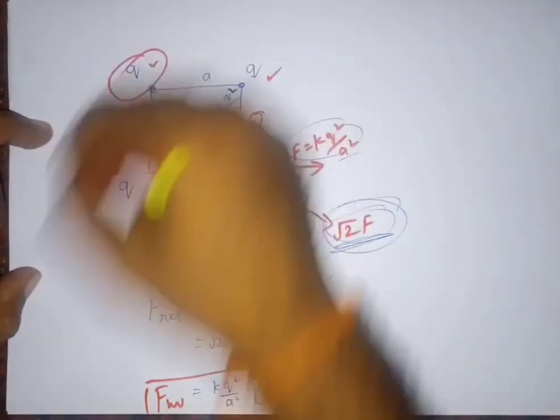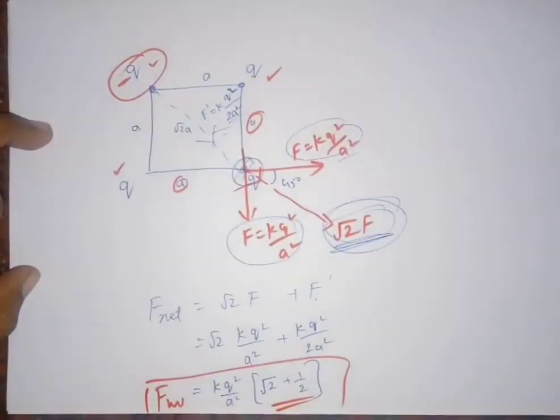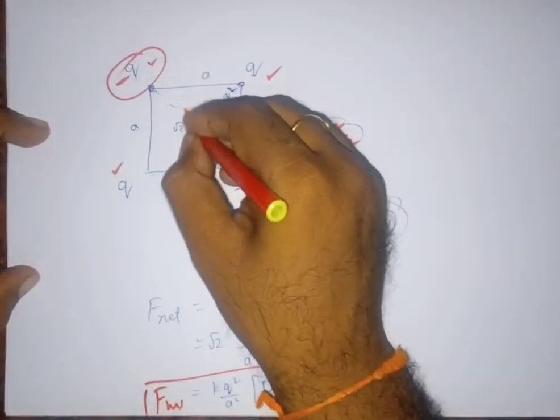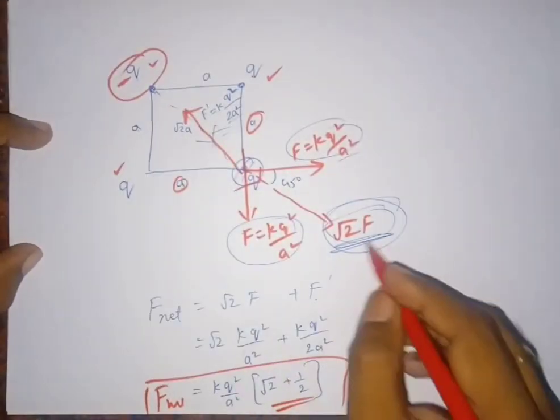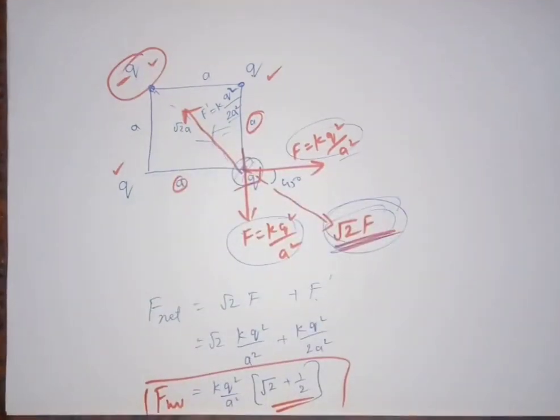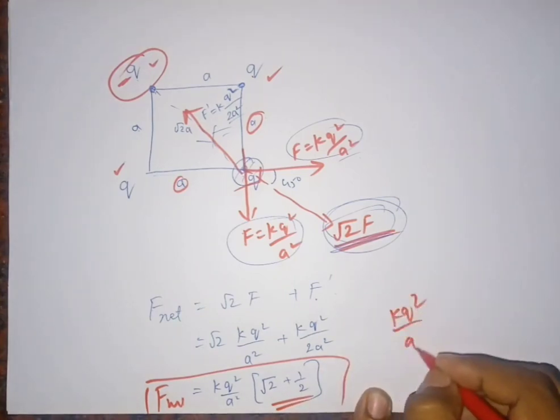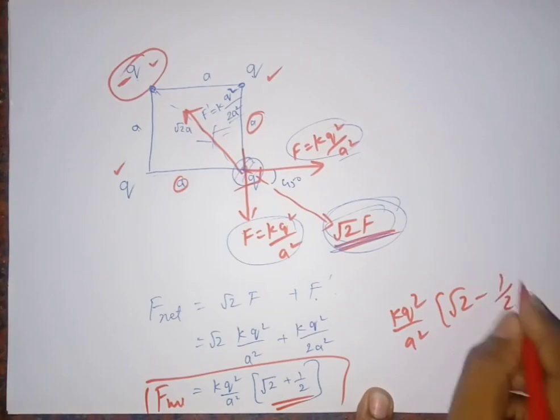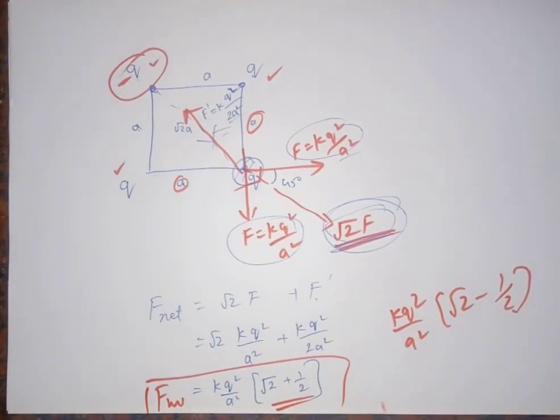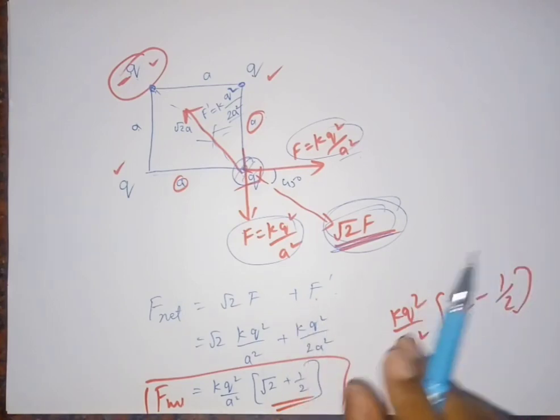What happens if this charge happens to be negative? Only that diagonally opposite one. So this will be attractive rather than repulsive. And how are this root 2 F and this F dash then? Opposite in direction. So what is the net force if they are opposite in direction? It would have been kq square by a square into root 2 minus 1 by 2. That's the net force if the diagonally opposite charge is negative. Okay, that's a combination of charges, and thereby combining the forces on a planar distribution.